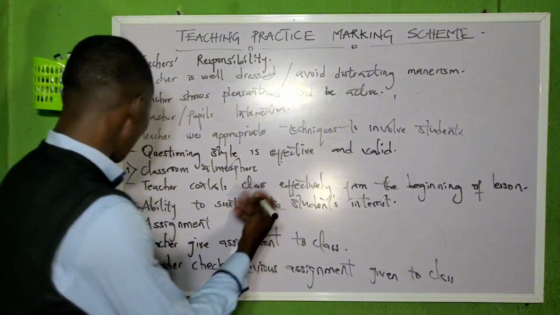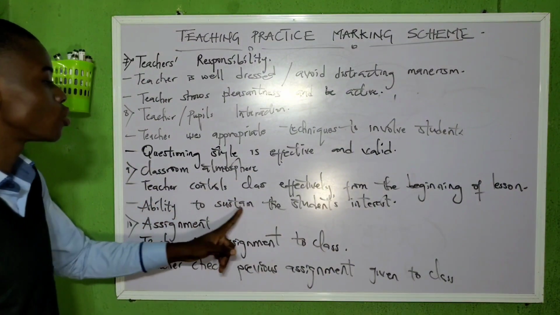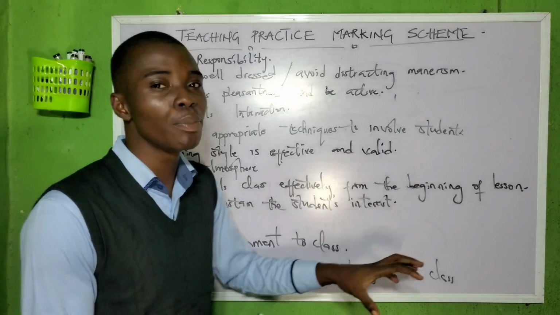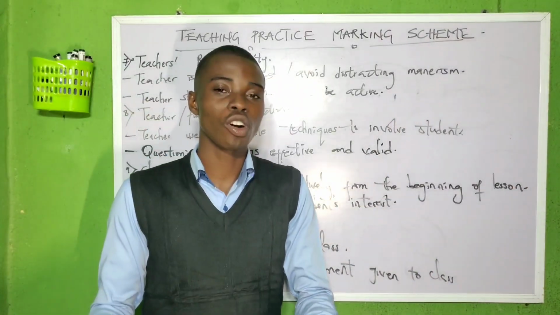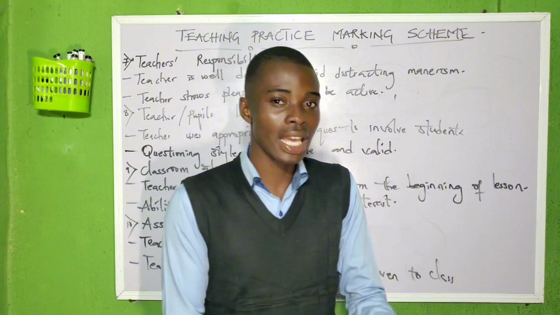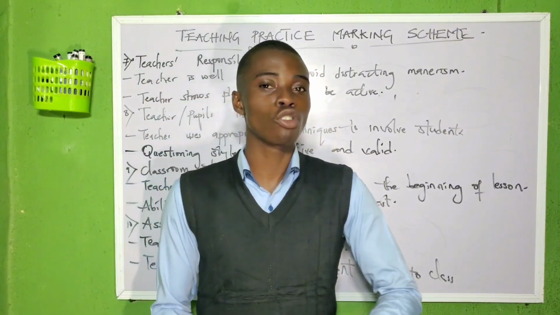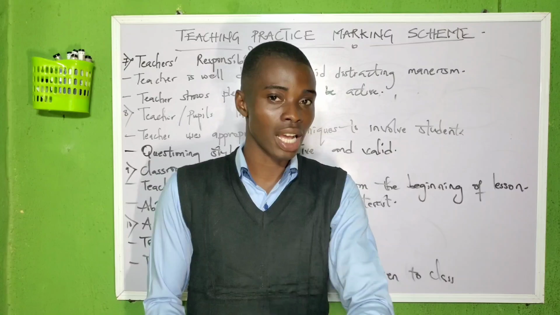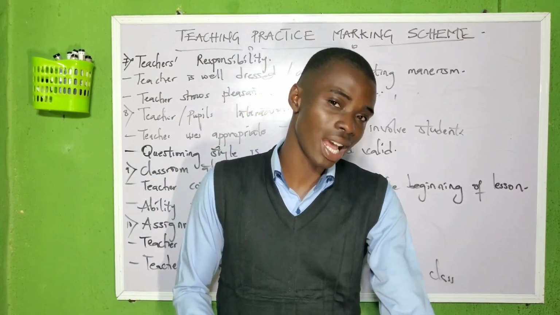So let's continue. The next thing is classroom atmosphere. The teacher controls the class effectively from the beginning down to the end. If you're unable to control your class from the beginning to the end, in fact, if you can't control your class from the beginning, the supervisor might even try to stop the class. That's just it. So please try as much as possible to control your class.